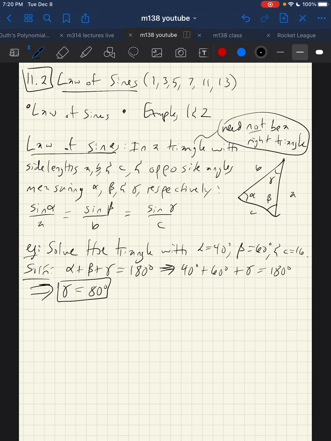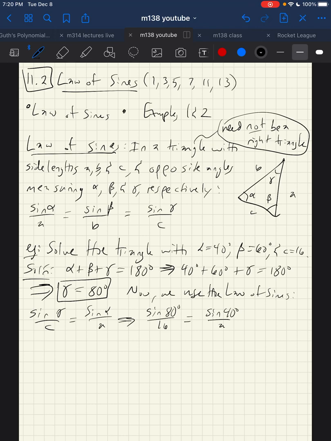So now, using the law of sines, I know what c is, so I'm going to use sine gamma over c and compare it to sine alpha over a. Now let's plug in the quantities that I know. This is going to be sine of 80 degrees over 16 equals sine of 40 degrees over a. And I can multiply both sides by 16a.